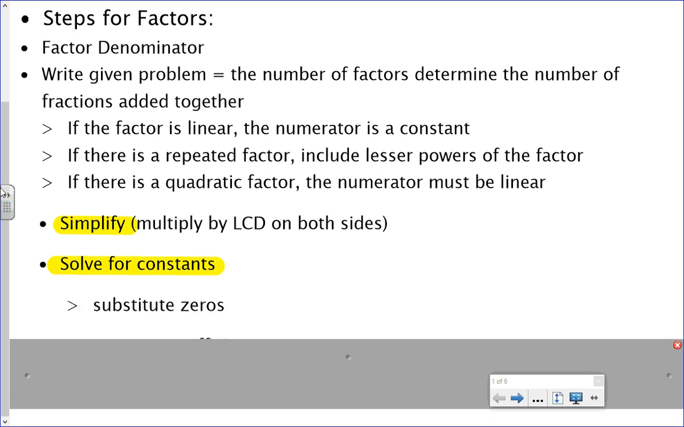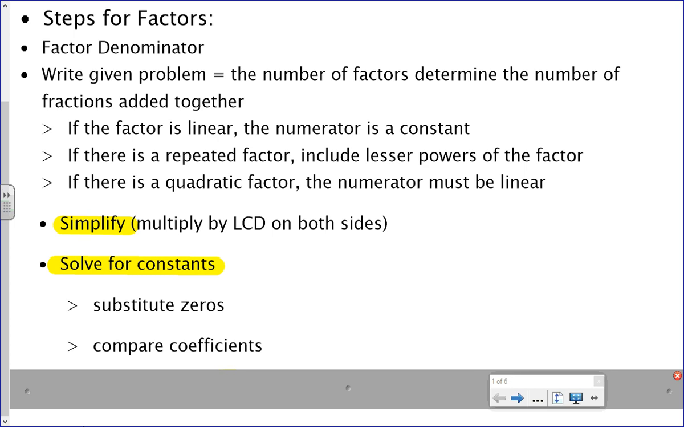Now, I am going to show you two different ways to do that. The first method I'm going to show you is what I call substituting in zeros. That's probably the easiest way to do it. However, it's not going to work 100% of the time. It's not going to help us in cases like this second one we did, where we have a quadratic factor, because there is not a real zero we can plug in there, okay? So I'll show you a second way of comparing coefficients.